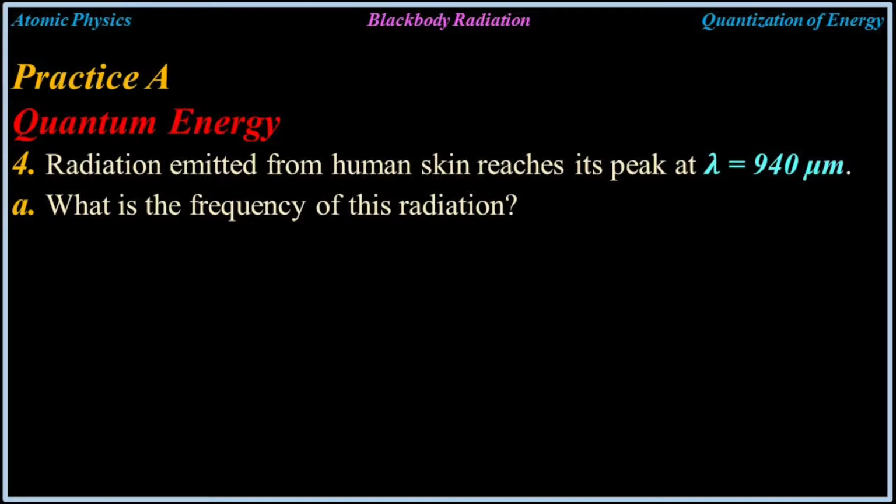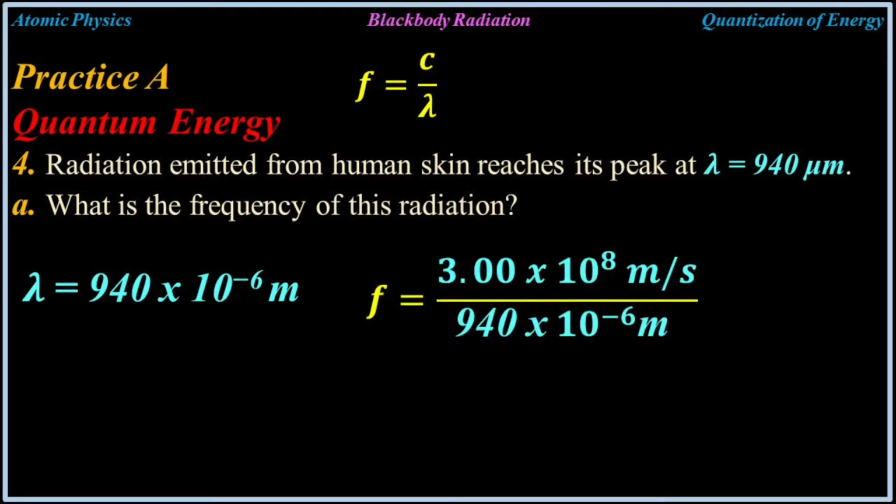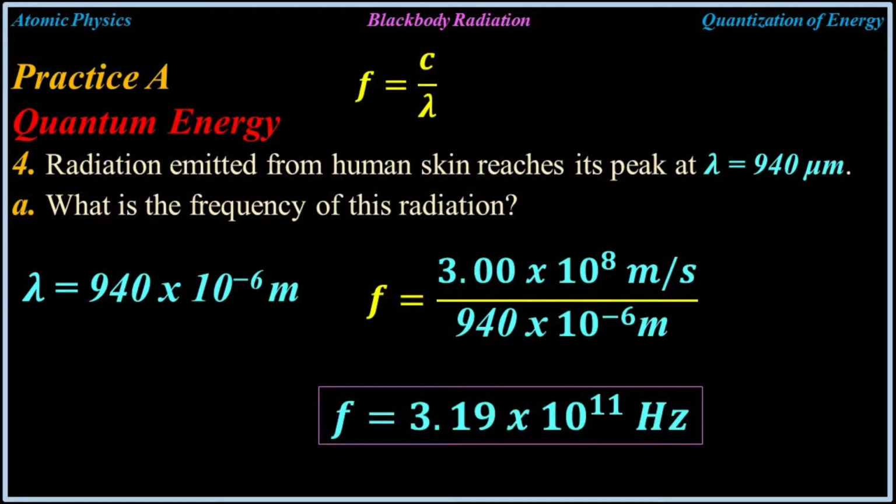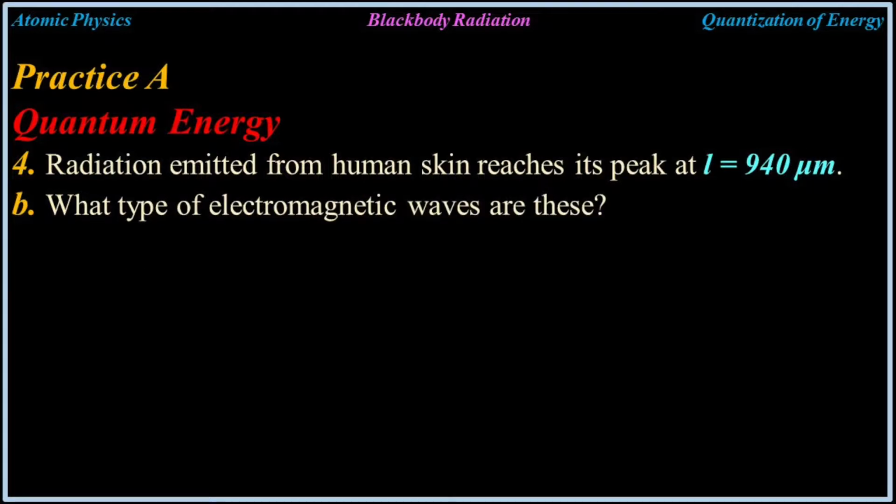Radiation emitted from human skin reaches its peak at a wavelength of 940 micrometers. What is the frequency of this radiation? List the equations. Now I'm going to list what I have, change it to meters, plug in, speed of light up top, and that's the frequency.